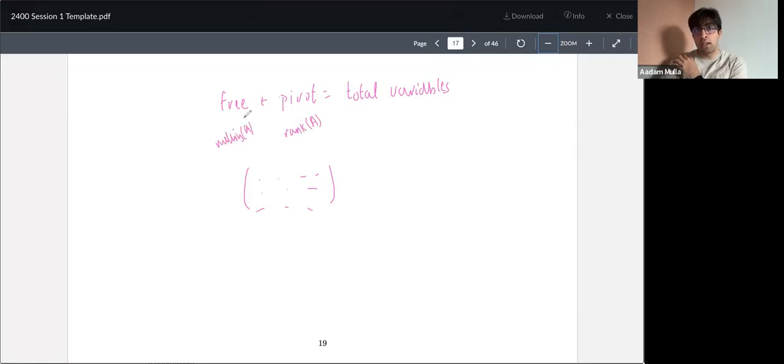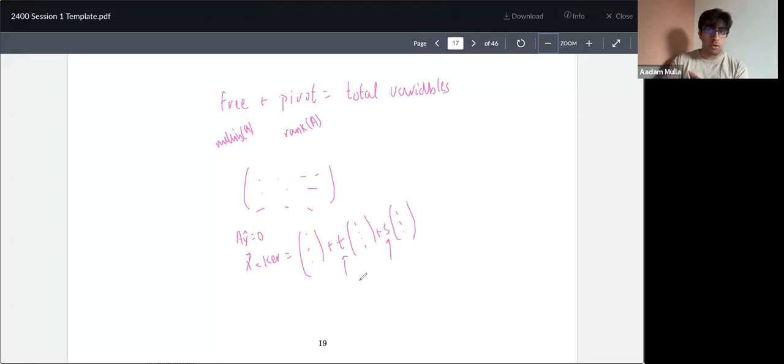Remember, the nullity is the number of free vectors in your kernel. When we solved before, in that big system, our solution to AX equals 0, so the kernel, was some vector plus T times some vector plus S times some vector. That told us we have two free variables because we've got T and S in there. So the nullity of A would equal 2, the same as the number of free variables.